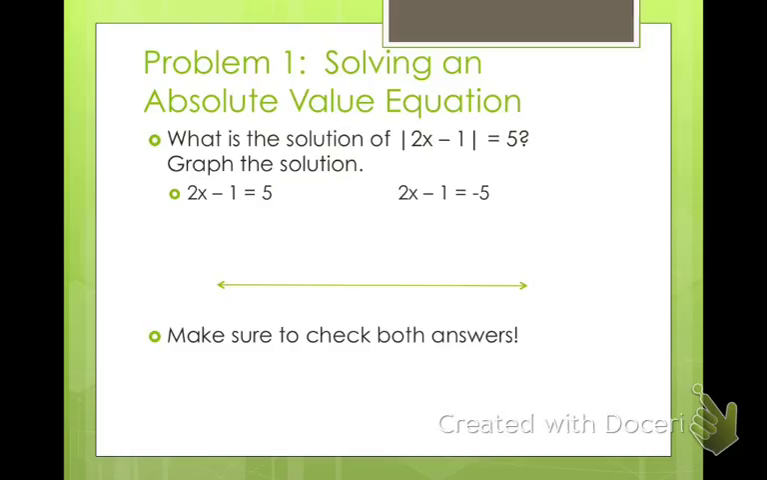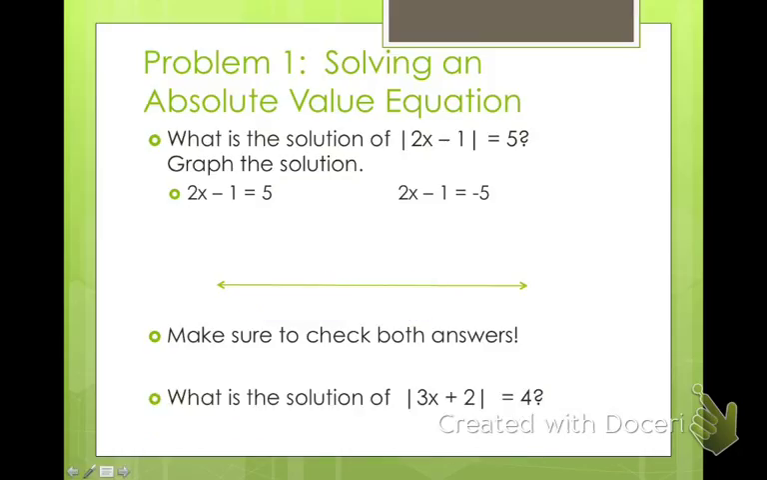Oh, and we're supposed to graph them. So here we go. 3, negative 2. For these, since it's equal, you just make 2 circles. That's it. It means of all the numbers in the world, 2 of them fit.